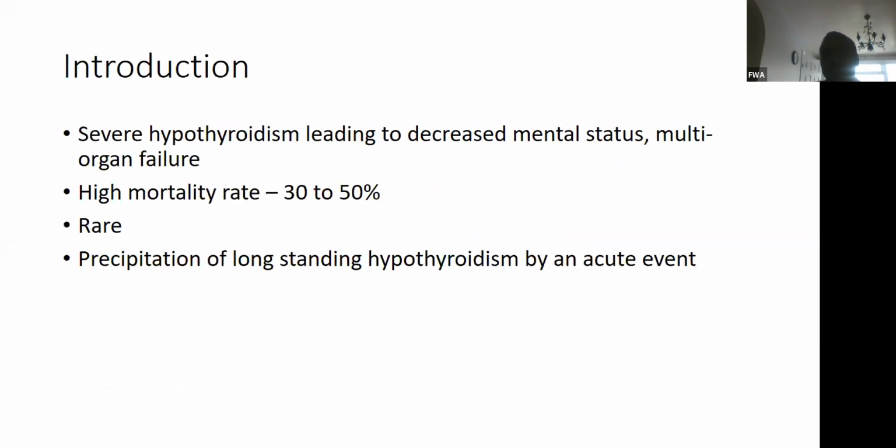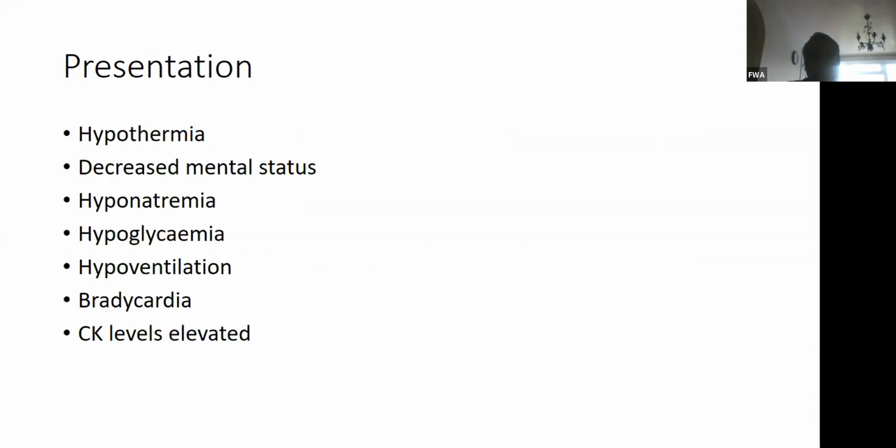The last topic, very briefly, is myxedema coma. Again, very rare. It is defined as severe hypothyroidism leading to decreased mental status and multi-organ failure. The mortality rate is extremely high, 30 to 50%. It is usually precipitated in patients who have a diagnosis of hypothyroidism and are not taking their thyroxine, and present with an acute event like myocardial infarction or severe sepsis. They usually present with hypothermia, decreased mental status, hyponatremia, hypoglycemia, hyperventilation, bradycardia, and elevated CK levels.